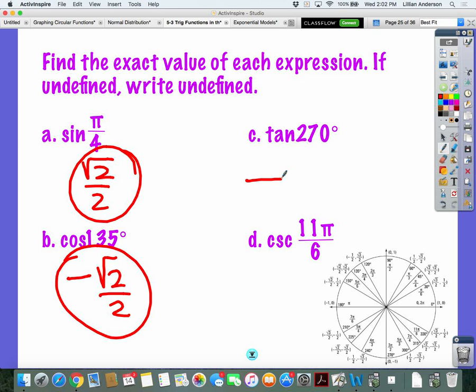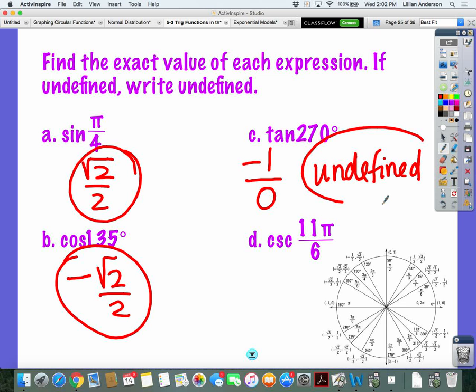Tangent of 270. Tangent is what over what again? Y over x. So at 270 degrees, what's the y value? Negative 1. And what's the x value? 0. What's negative 1 over 0? Undefined. It's undefined. It would be 0 if it was the other way around.